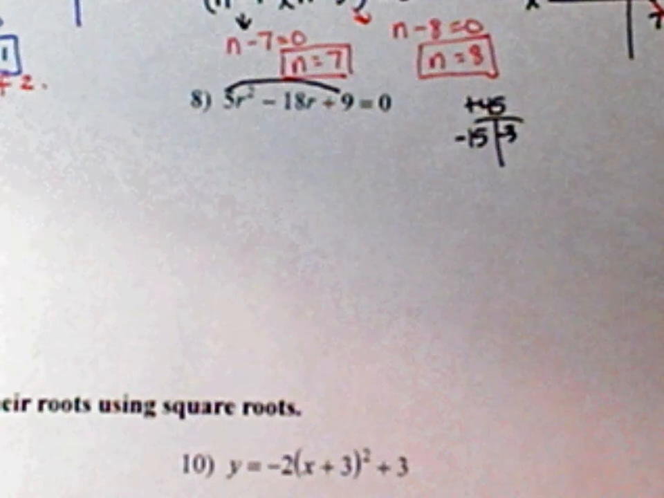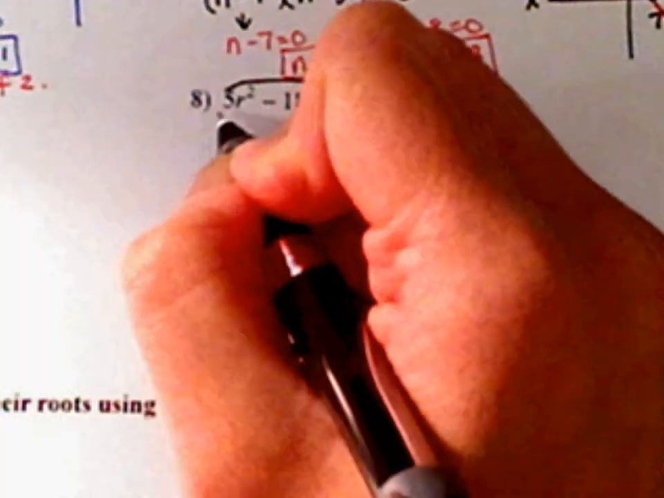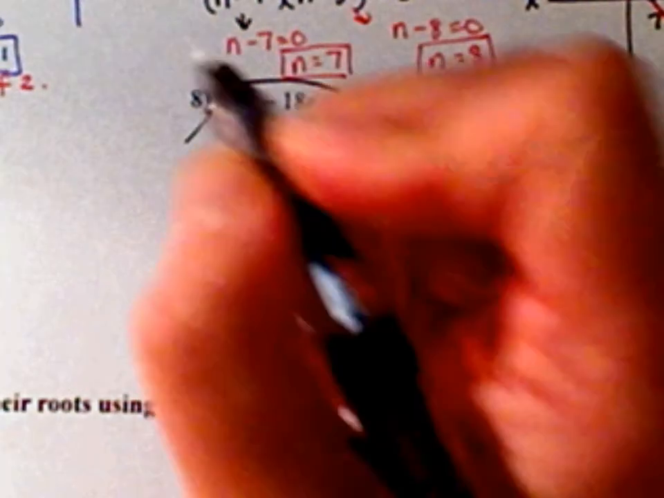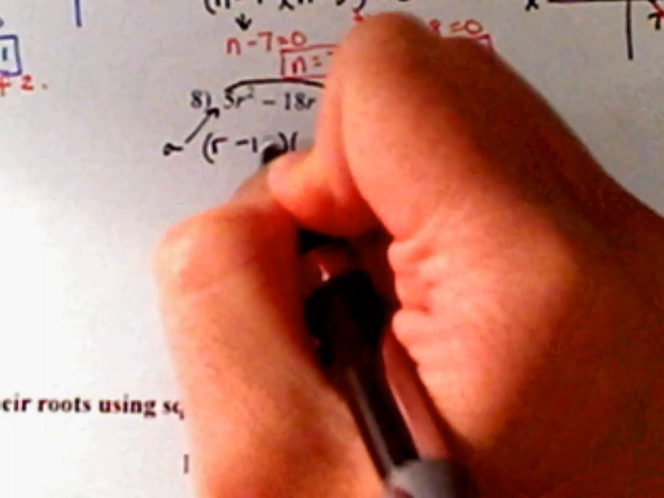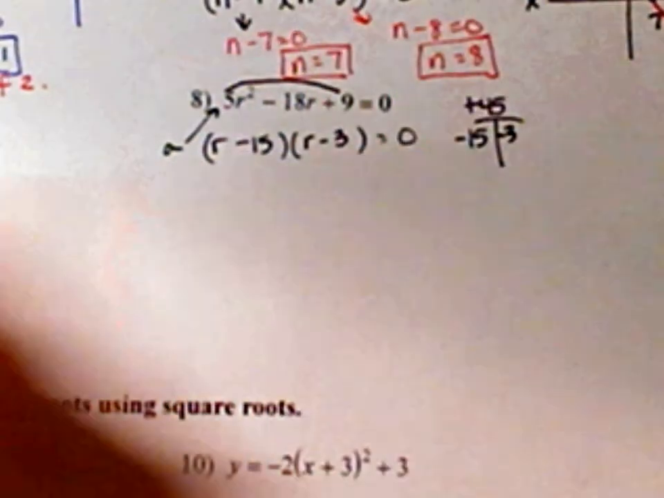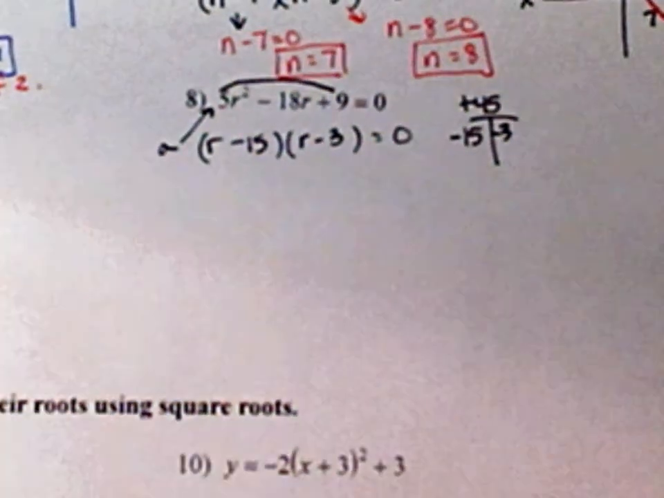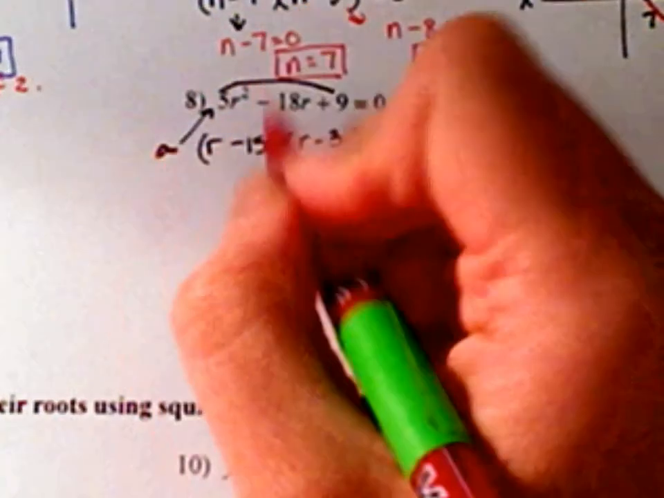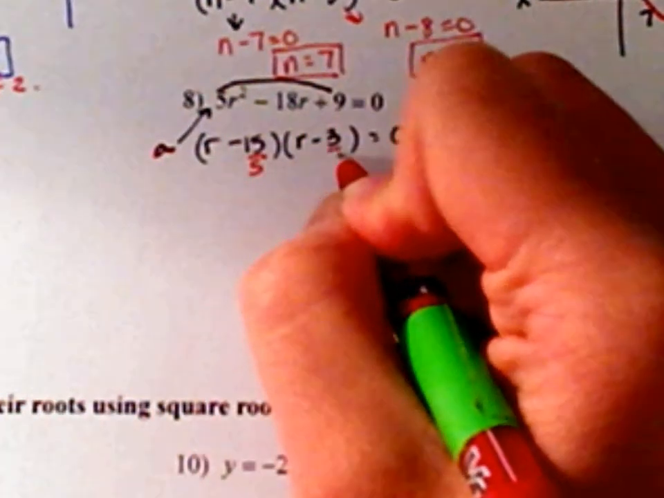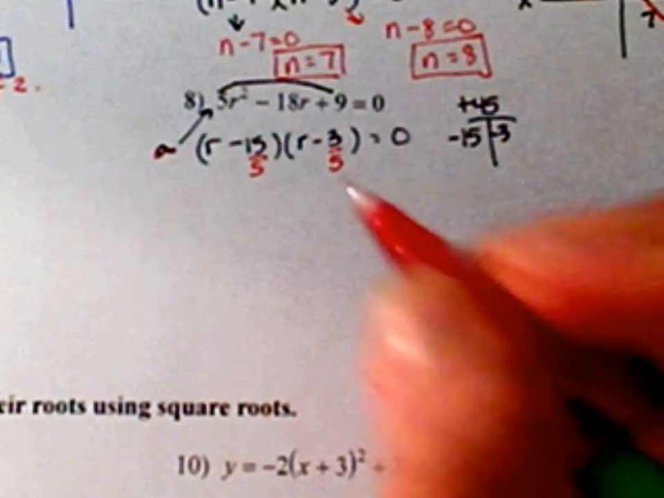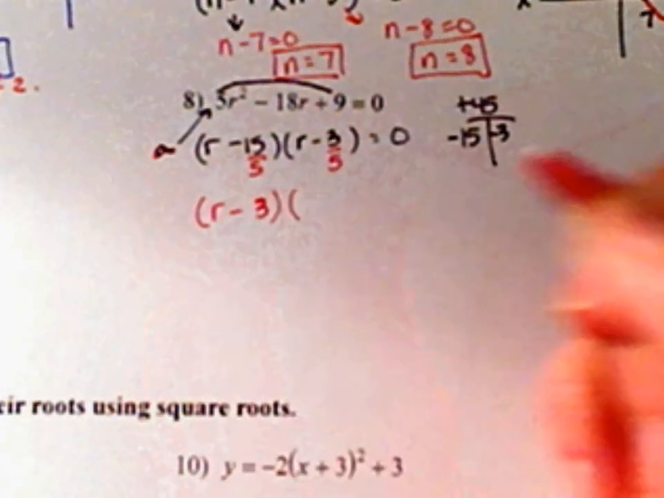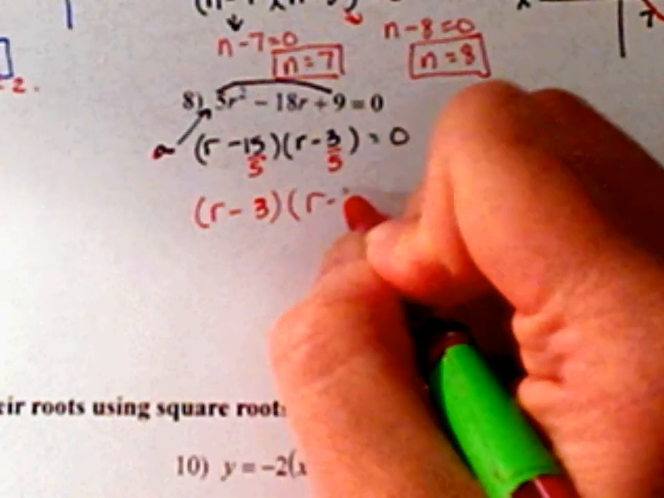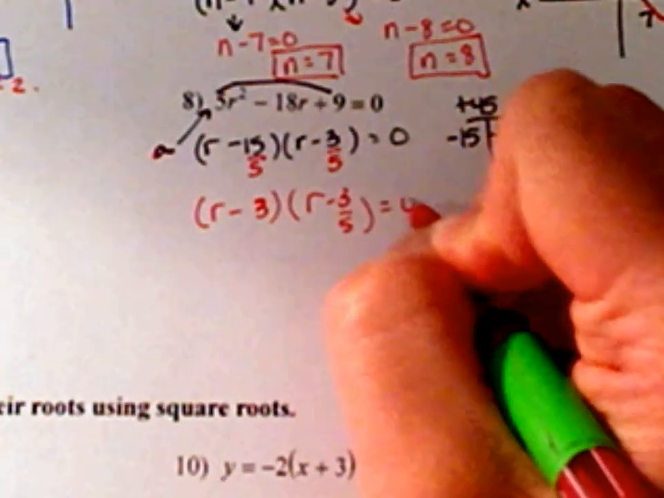So remember, this a is going to come into play later, okay? Two sets of parentheses. So you got r minus 15, r minus 3, right? Remember that a? Divide each side by a, which is 5 in this case. So let's go ahead and simplify. So r minus 3, parentheses, r minus 3 over 5 equal to 0. Notice I did not bring it up.